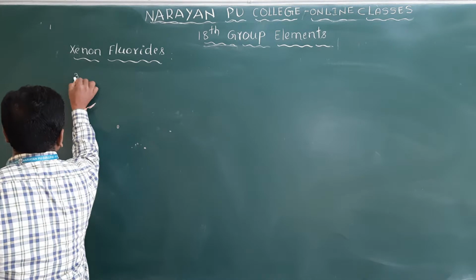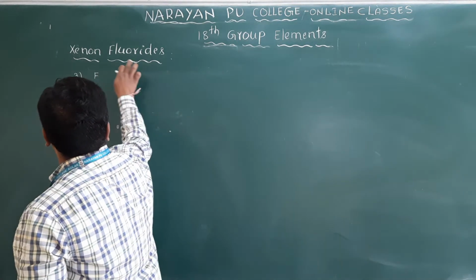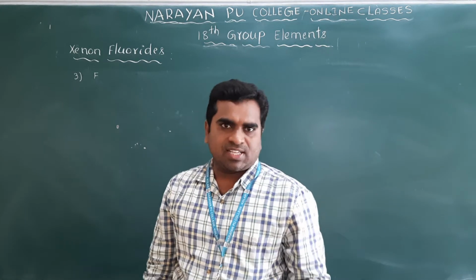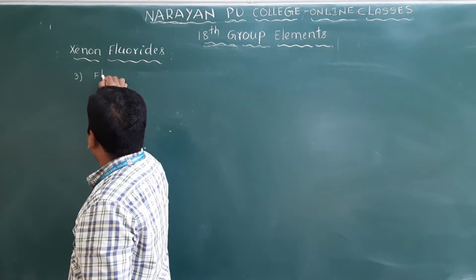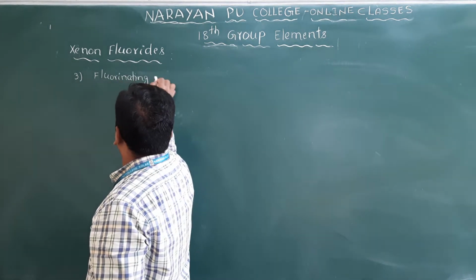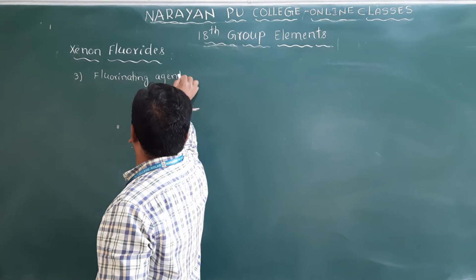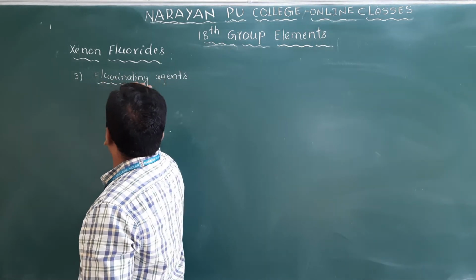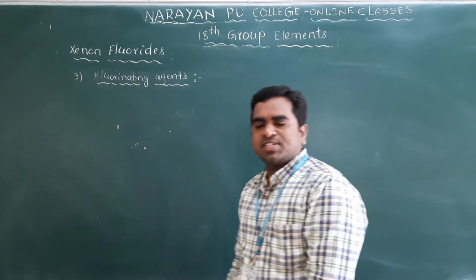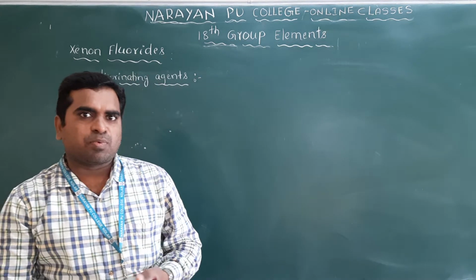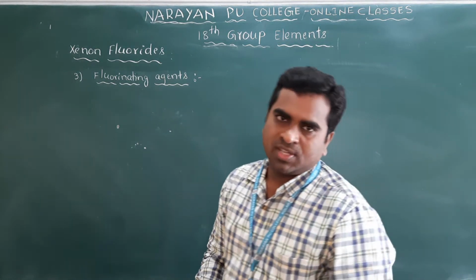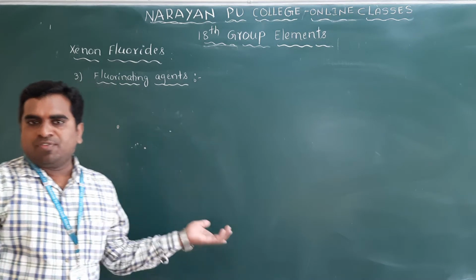And the third one is that xenon fluorides, meaning difluoride, tetrafluoride and hexafluoride, can also act as fluorinating agents. Fluorinating agents. So you know that oxidizing agent means it provides oxygen. Fluorinating agent means it provides fluorines. Clear?